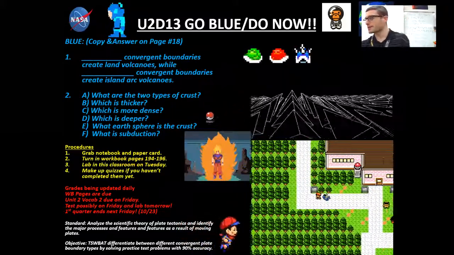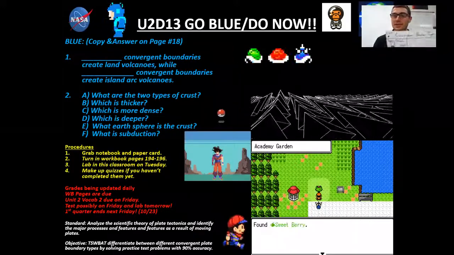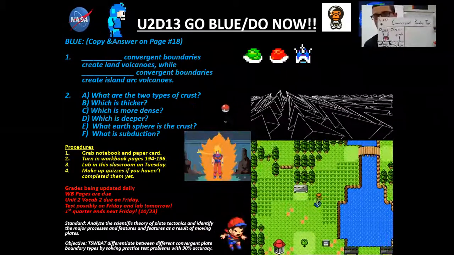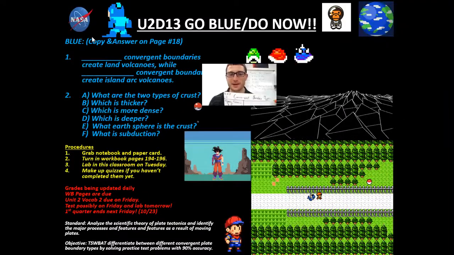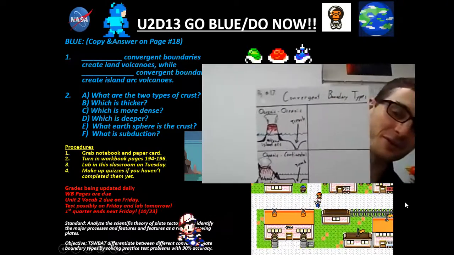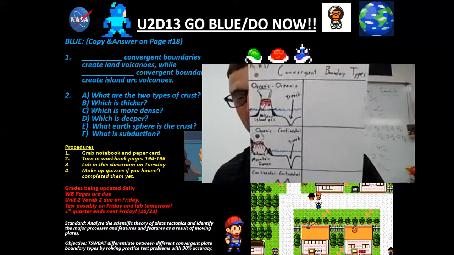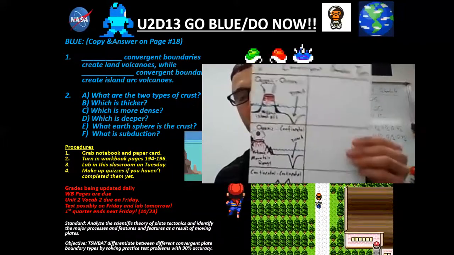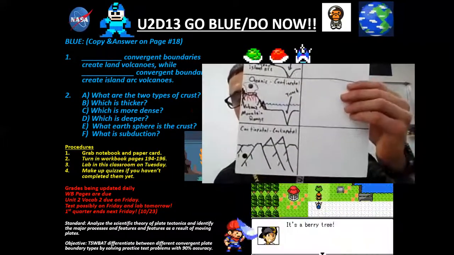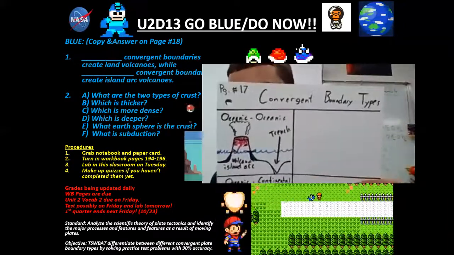The other day we discussed, on page 17, the different types of convergent boundaries. So again, I'm just going to expand this and show it a little bit. Ignore me in the background, but do look at our sheet here. We had convergent boundary types: oceanic in our first column, oceanic continental in our second column, and continental in our third column. Then we proceeded to fill out these three sections here on page 17.